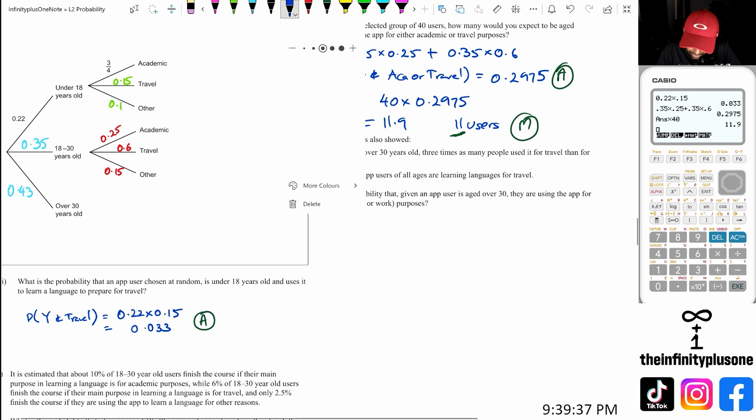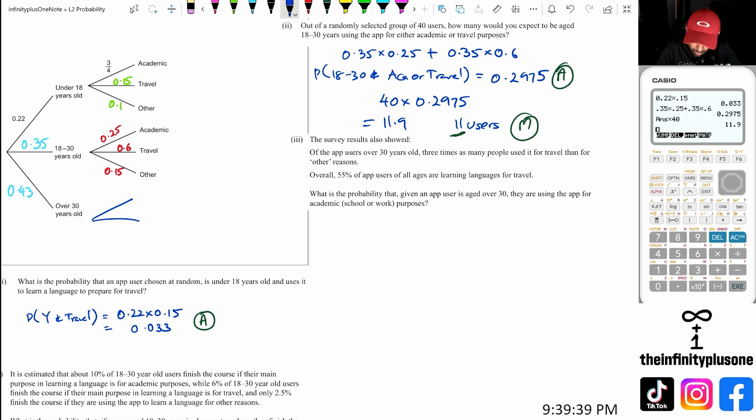So we're going to create a new branch here for academic, travel, and other. Now, we don't know what that probability is, but all we know is that travel is 3 times as many as for others. So if I put this as x here, then the travel one is going to be 3 times that, which will become 3x. Next, it says overall 55% of the app users, all ages, are using it for travel.